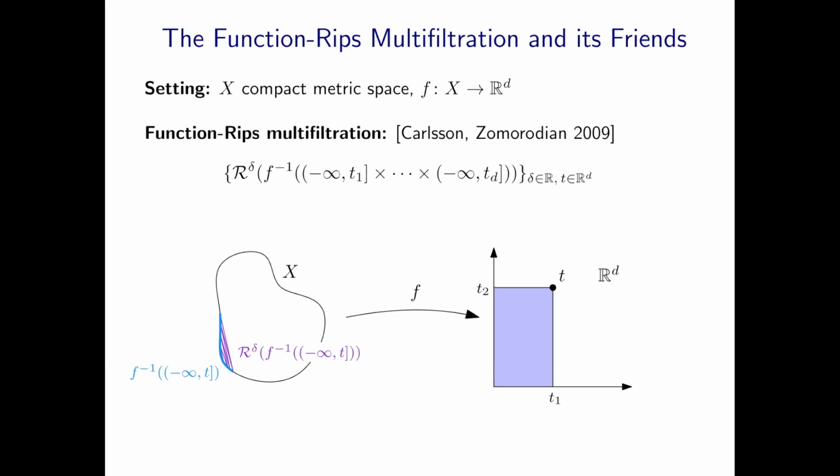So what you do is you build a Rips complex, the normal Rips filtration. And then for every Rips parameter, you filter the complex that you have by the sublevel sets of your R^n valued function. Okay, so that gives you a filtration with n+1 parameters. So again, d is n here, or n is d in this slide. So you get an n+1 parameter filtration. The first parameter being the Rips parameter, and the rest of the parameters being the ones related to the codomain of the function. Okay, so that's the function Rips multifiltration.